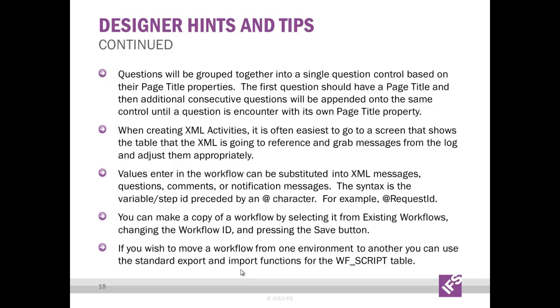It's easy to make a copy of the workflow that you're working on by selecting it from the existing workflows, going to the workflow ID and changing it. Pressing the save button will make an instant copy. If you're going to be doing some drastic changes and you already have a workflow that works and you're happy with, you might want to make a copy before you do really drastic changes, so you don't mess it up too badly, or so you have something to go back to the way it used to work.